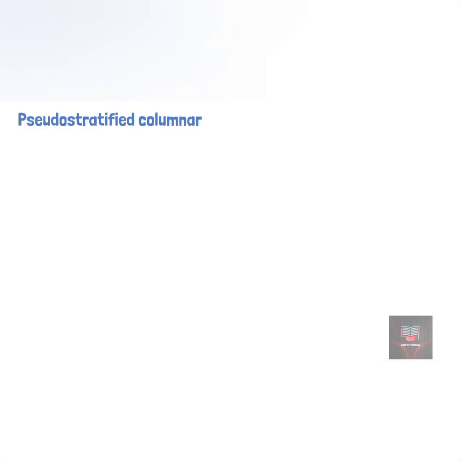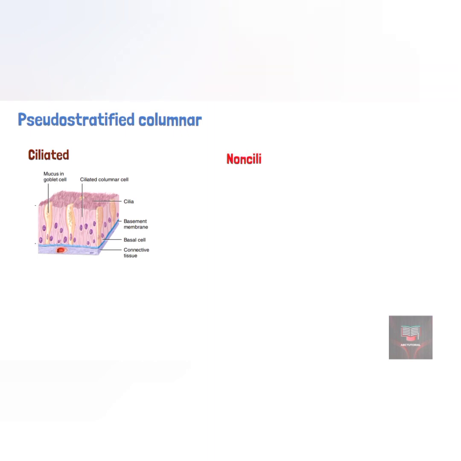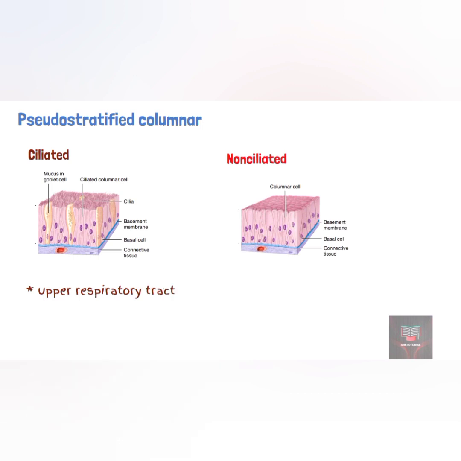Pseudostratified columnar epithelium can also be ciliated or non-ciliated. Pseudostratified epithelial cells appear to have several layers because the cell nuclei are at various levels. However, all the cells are attached to the basement membrane. The ciliated pseudostratified columnar cells line the airways of the upper respiratory tract. It helps in protection of the airways by secreting mucus that traps foreign particles for elimination from the body.